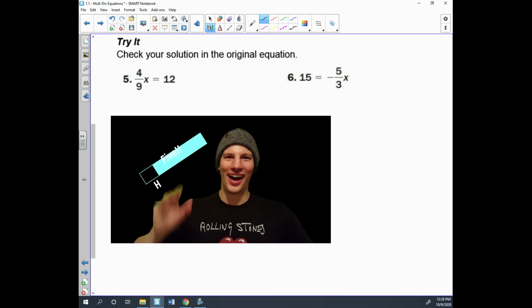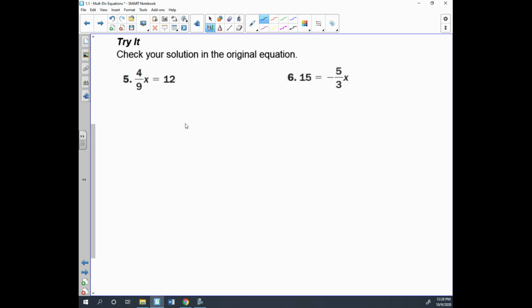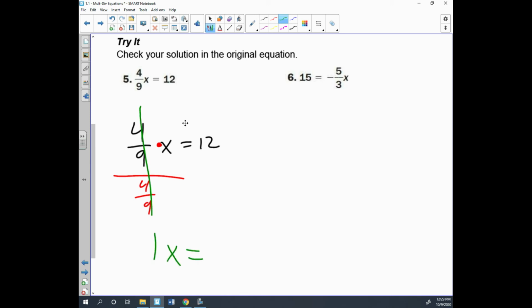Number 5 is, or excuse me, 4/9 times x equals 12. So if I just gave you 4x equals 12, you would know, hey, you just got to divide by 4 and get the answer. Well, that's the exact same idea and the exact same steps. This is just a times by something, and it happens to be a fraction, but whatever. I know that 4/9 divided by 4/9 is going to cancel out and even give me just a 1x, which is what I wanted, okay?